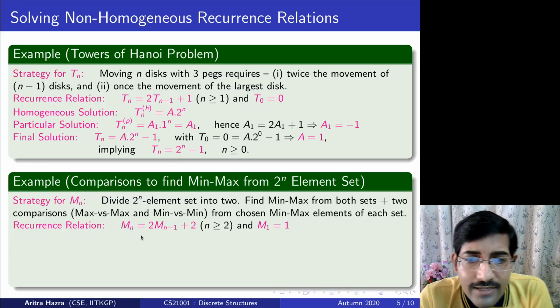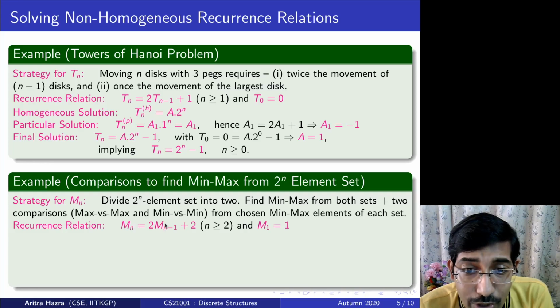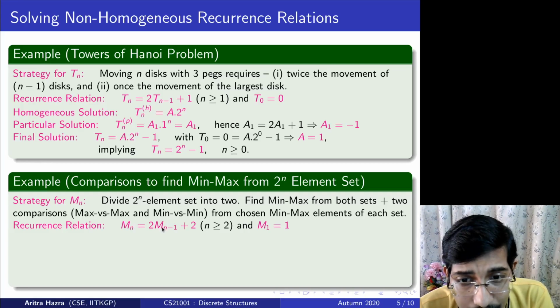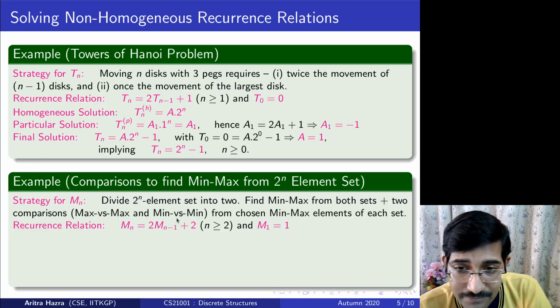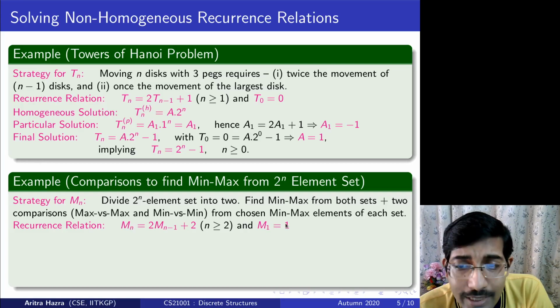So the recurrence relation would be that the max and min of a set of 2 to the power n elements will be computed by 2 times computing the max and min for an n minus 1 element set, because I am computing once for each set, plus the last 2 comparisons that you do for max and min. And M1, if you have a set of 2 elements, that is 2 to the power 1 element, you only need 1 comparison to declare the max and min, because one will be the larger, one will be the lesser.